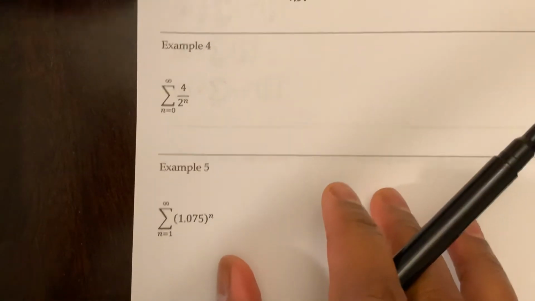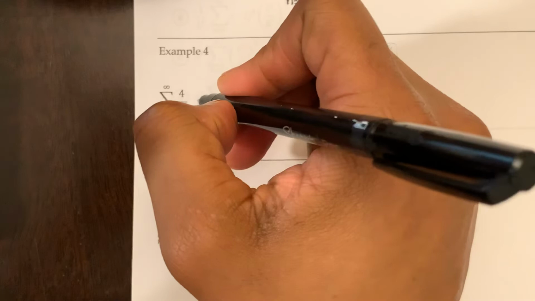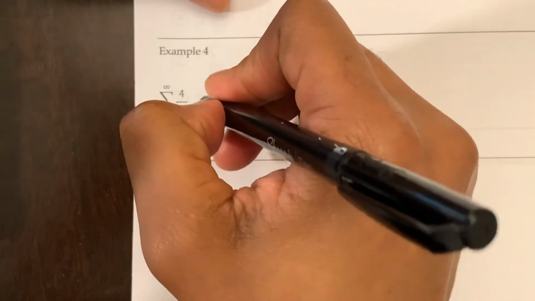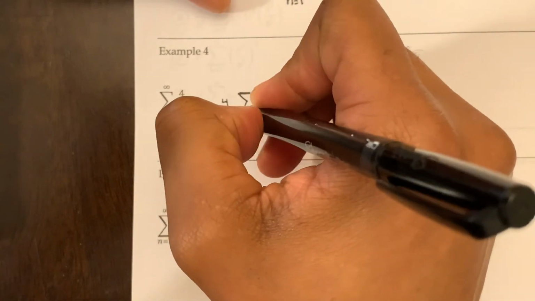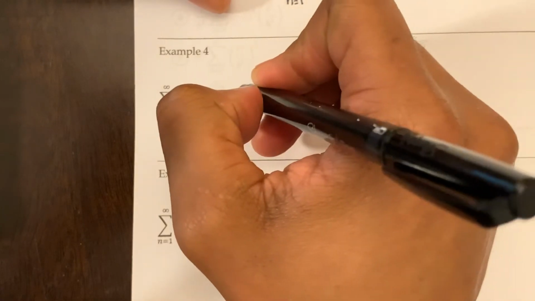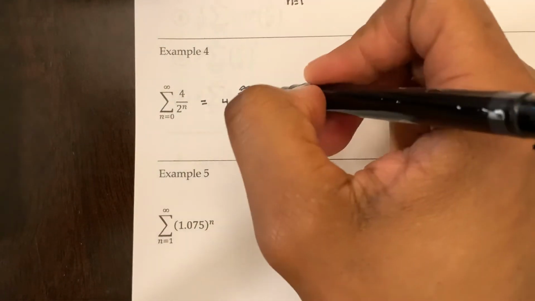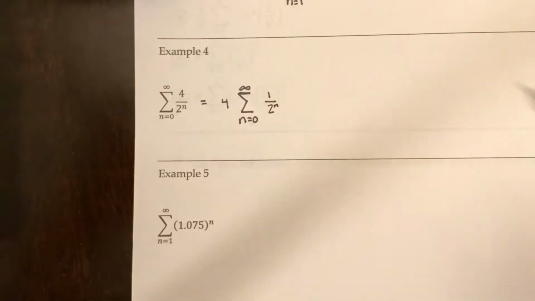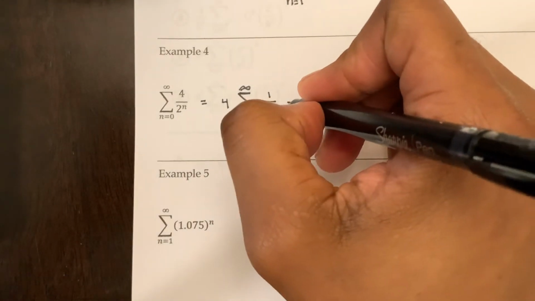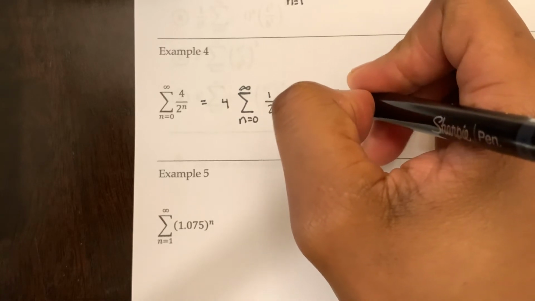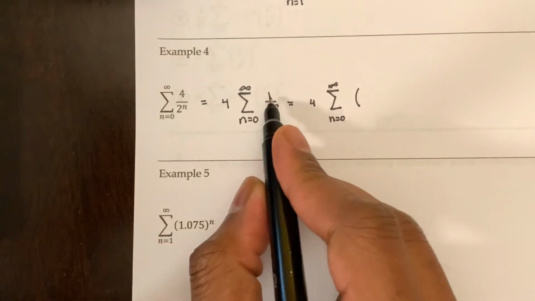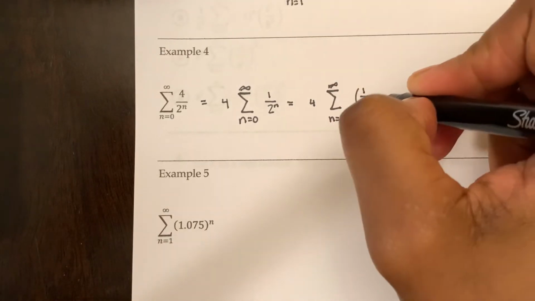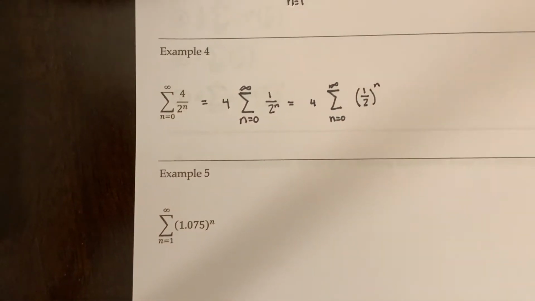For example 4, we have 4 over 2 to the n. And again, we're starting with n equals 0. So my recommendation is you put the 4 in front of the sum. So we're going to have n equals 0 to infinity, and what's left over would be 1 over 2 to the n power. An easy rewrite on that is 4 times the sum from n equals 0 to infinity. And since 1 to any power is 1, I would just make this 1 over 2 to the n.